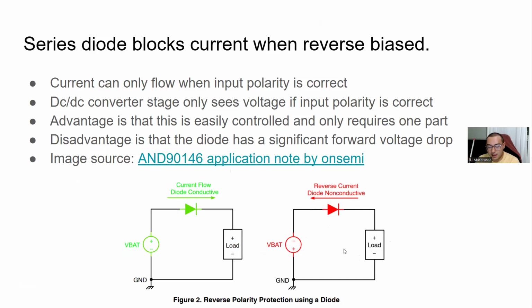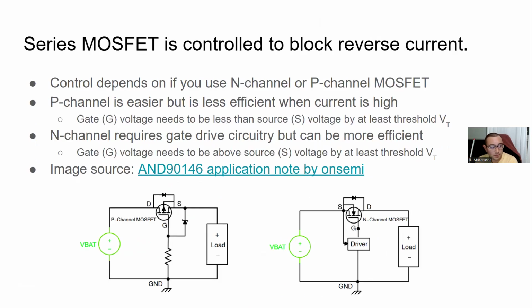But one disadvantage is that diodes do have a pretty significant forward voltage drop. And so at low voltages, this can become a huge problem, right? Especially if our load really needs most of the battery voltage in order to work properly, and the diode maybe has a 0.7 volt drop, well, then your load is not actually going to be properly powered there.